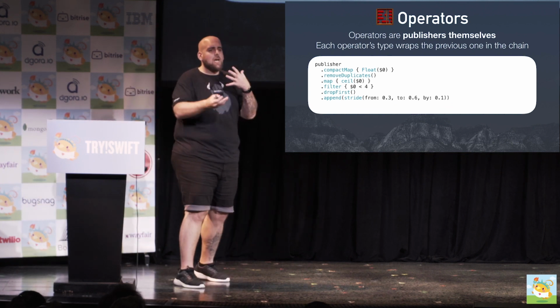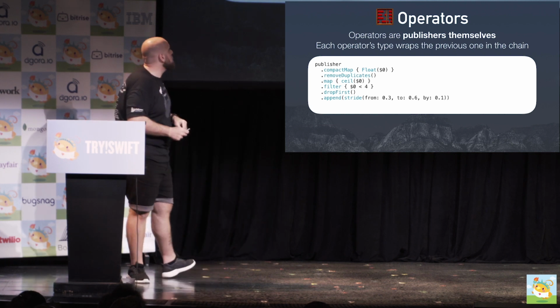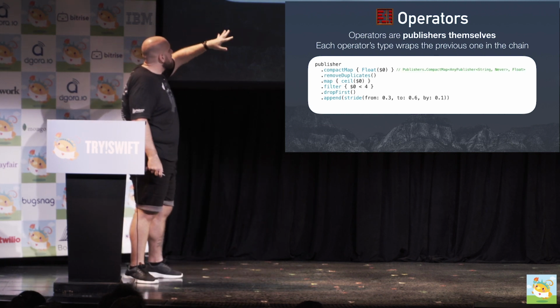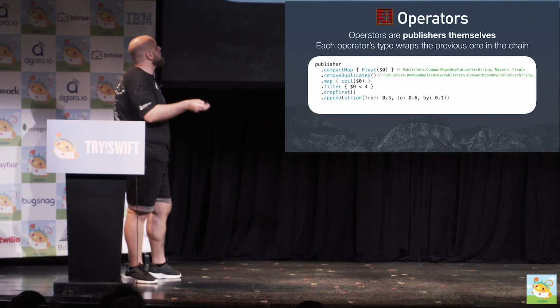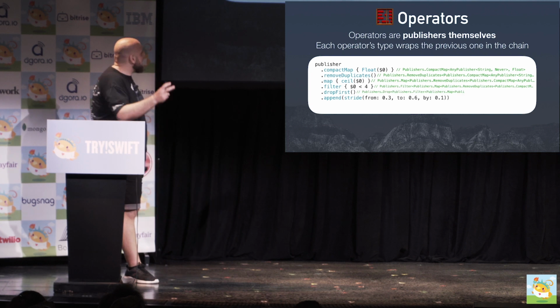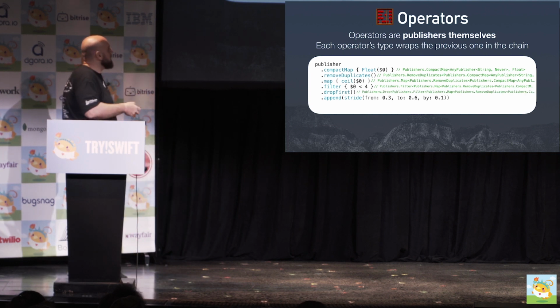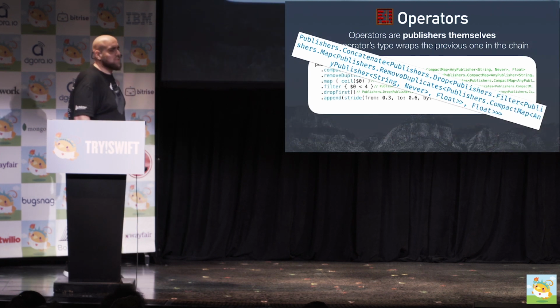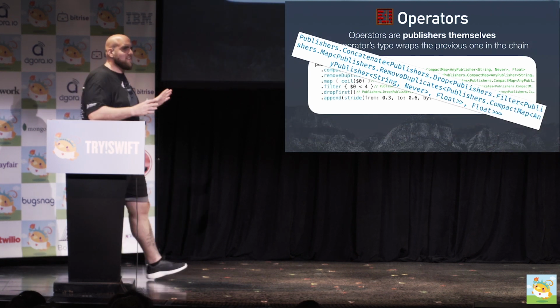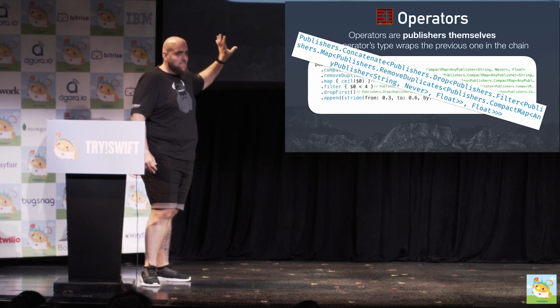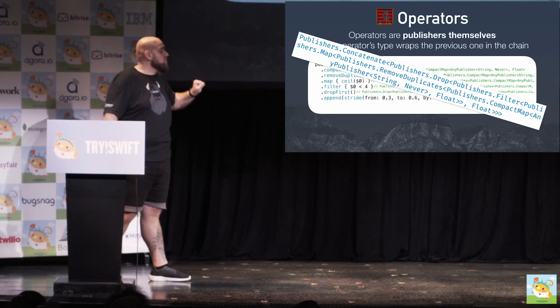One interesting fact about operators is that they are themselves publishers, and they have their own types, and each type wraps the type of the previous one, which might be a bit confusing. So here, we have our any publisher that emits strings. It's wrapped by this compact map. Then it's wrapped by remove duplicates. Then it's wrapped by map. Then it's wrapped by filter. Then it's wrapped by drop. And eventually, by the end of the chain, this is the return type, this thing. So if you have a method that does this computation and you want to return this, you have to return this entire thing to your consumers. And this is really problematic.